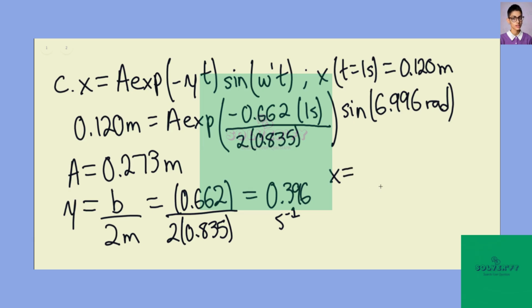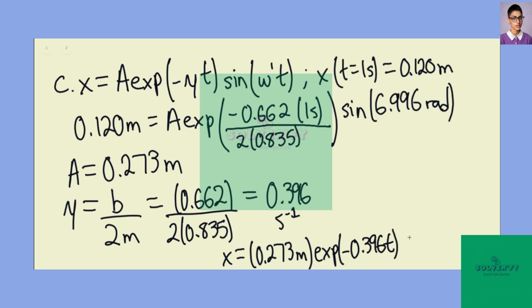And so constructing the position as a function of time, x would be equal to 0.273 meters times the exponential function of negative 0.396t, and then sine of 7t. So this would be the full equation.